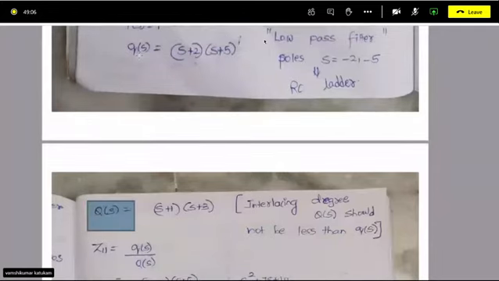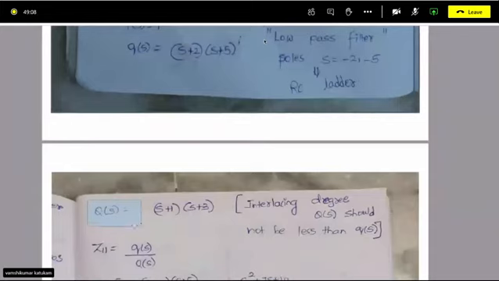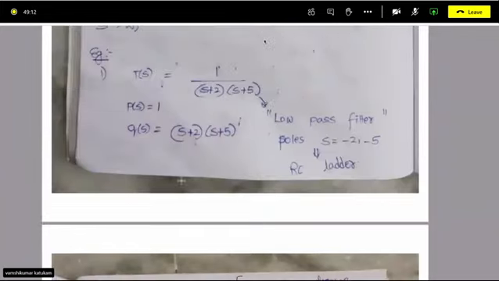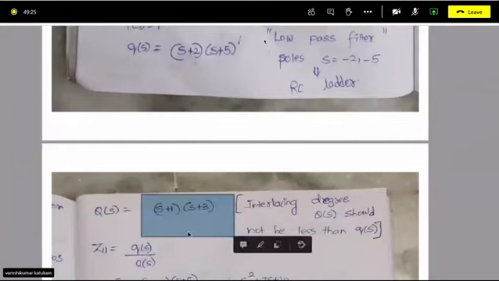So that's why I'm taking two zeros of q of s. Okay, so interlacing. Here the poles are 2 and 5, so I can take capital Q of s zeros as 1 and 3. Then you will get interlacing. And here I am taking both the degrees equal.